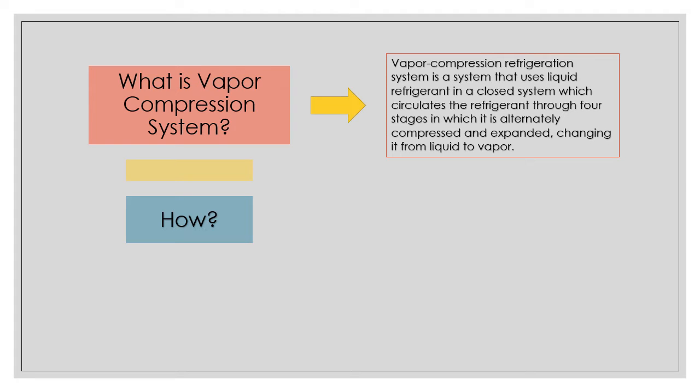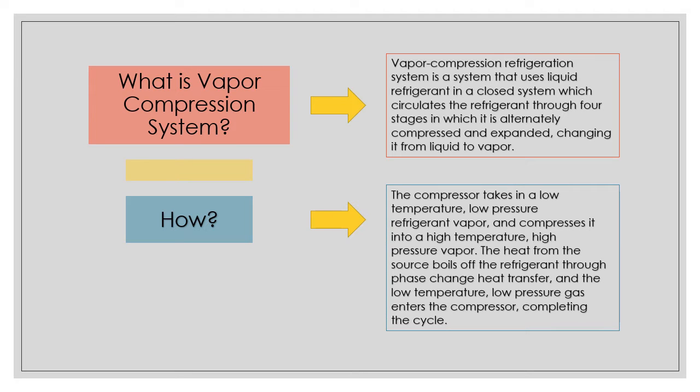A vapor compression refrigeration system is a system that uses liquid refrigerant in a closed system which circulates the refrigerant through four stages in which it is alternately compressed and expanded, changing it from liquid to vapor. How? The compressor takes in a low temperature, low pressure refrigerant vapor and compresses it into a high temperature, high pressure vapor. The heat from the source boils off the refrigerant through phase change, heat transfer, and the low temperature, low pressure gas enters the compressor, completing the cycle. So this is what happens in some part of the SVC cycle.